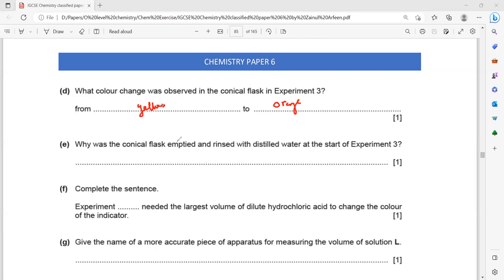The next one, why is a conical flask emptied and rinsed with distilled water at the start of experiment 3? What's the reason why, when we start this experiment 3, it was rinsed? To remove residue from the previous experiment, or to remove the impurities, you can also say, or chemicals, leftover chemicals.